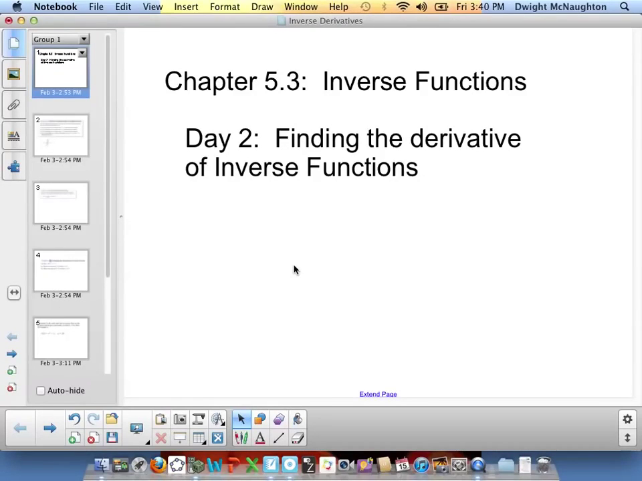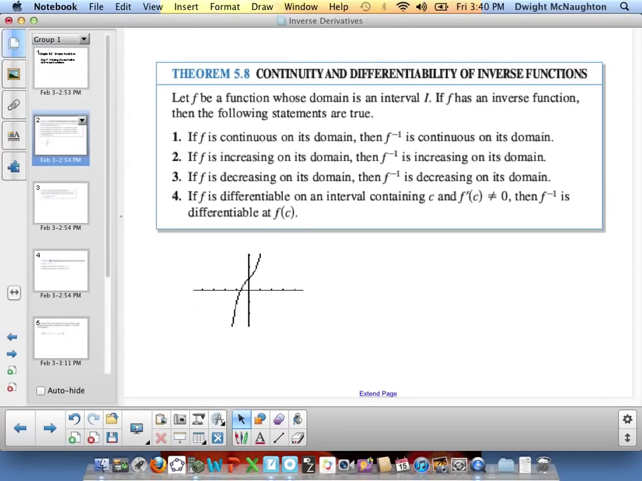Chapter 5.3, Inverse Functions. Day 2, finding the derivative of inverse functions. Now if you remember, an inverse function means opposite. It's the opposite of a function. You take your x's, they become y's, and your y's, they become x's. In a table, they just switch values. What happens in a graph is you'll take your values, and it'll actually end up reflecting over the line y equals x. So an inverse function graphically kind of looks like that, where they're reflected over this line.